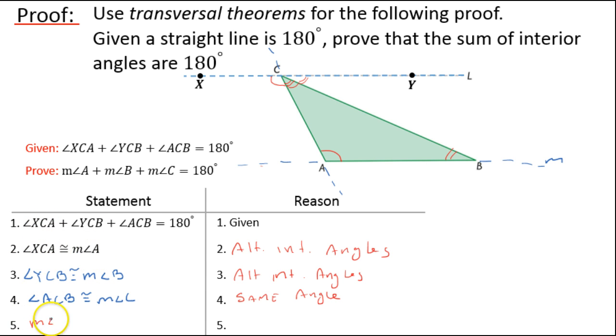So I can write, hey, measure of angle A. If I substitute YCB, that's the same as measure of angle B. And if I substitute ACB, that's the same as measure of angle C. And we said from our given that's equal to 180 degrees. So this is just by substitution, and we're done. We showed that if we add up all of my angles inside, A plus B plus C, it should give me 180 degrees.